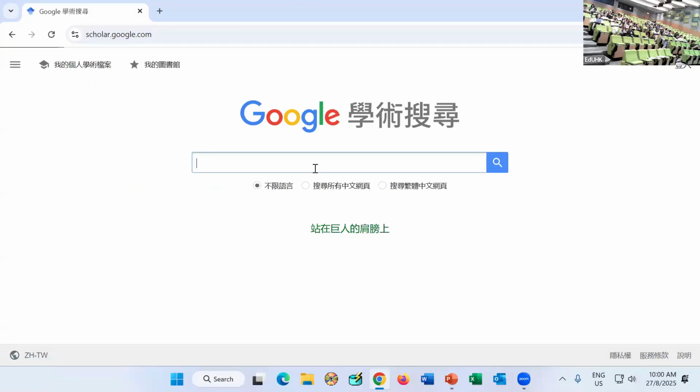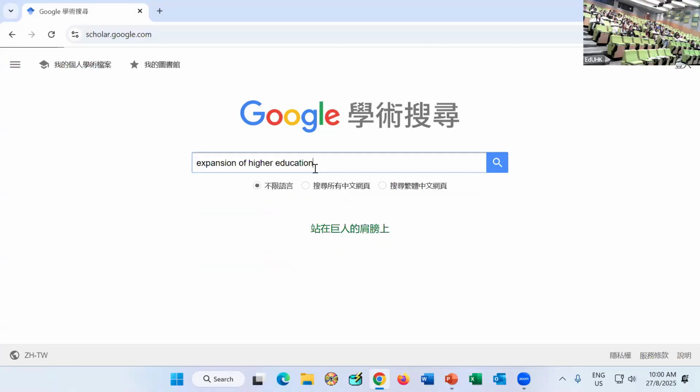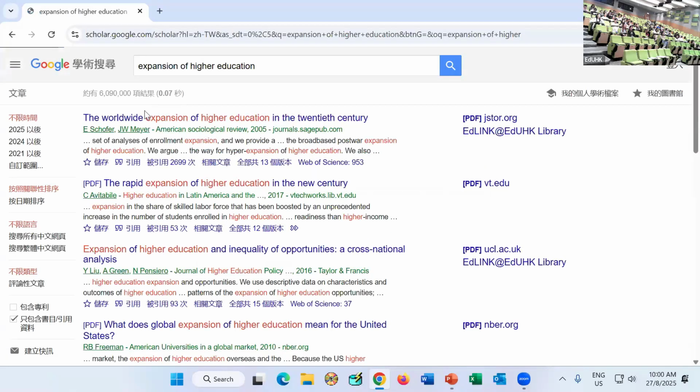So what you can do, let me just type out some topics. Say, I want to check whether higher education is being expanded. And so I'm going to write a topic on the expansion of higher education since there are more and more universities, at least in Hong Kong. And so when you type this, you will get related articles, articles that have the words like expansion, higher education, you see that.